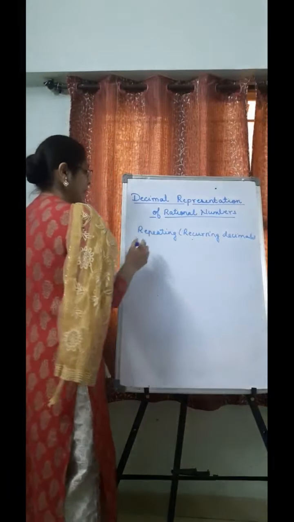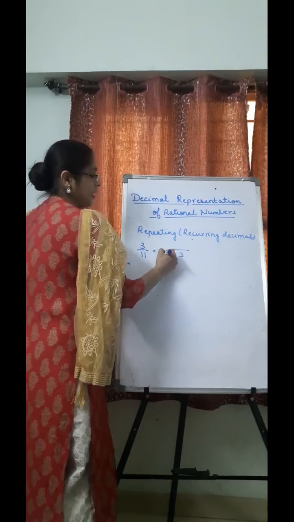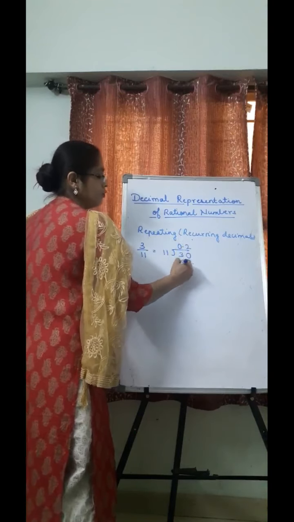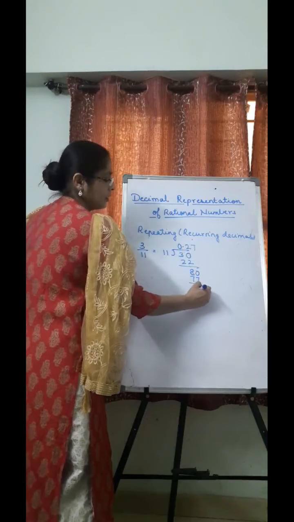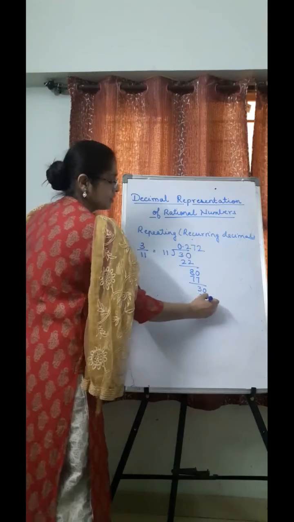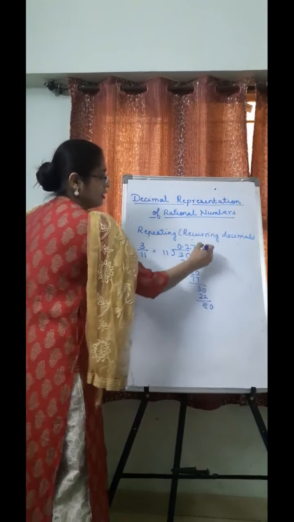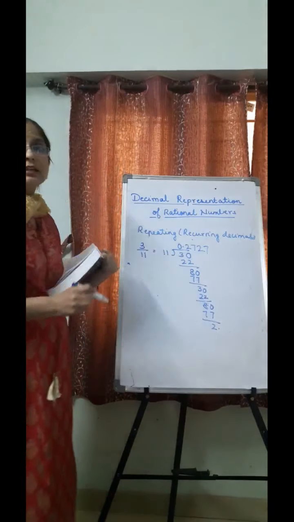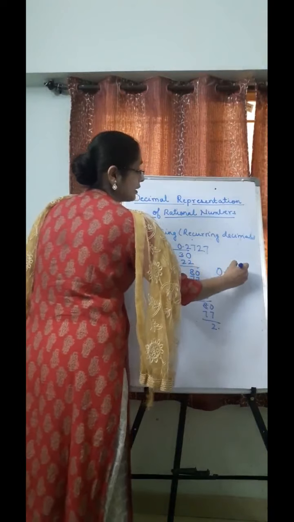One more example, 3 upon 11. Let us divide 3 by 11. I get 0 here, I get decimal, 11 twos are 22, 8, 0, 11 sevens are 77, 3, 0, 11 twos are 22, 8, 0, 11 sevens are 77, and so on. We see that this will continue. So 0.27 with a bar is the answer.